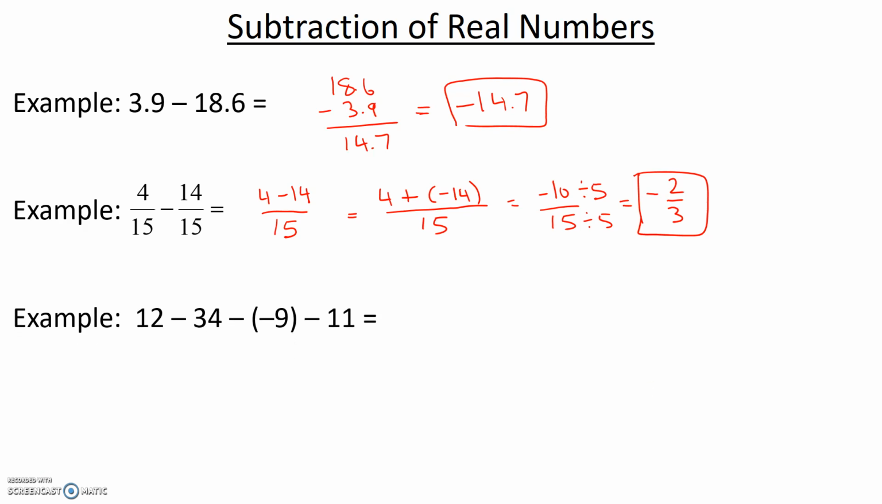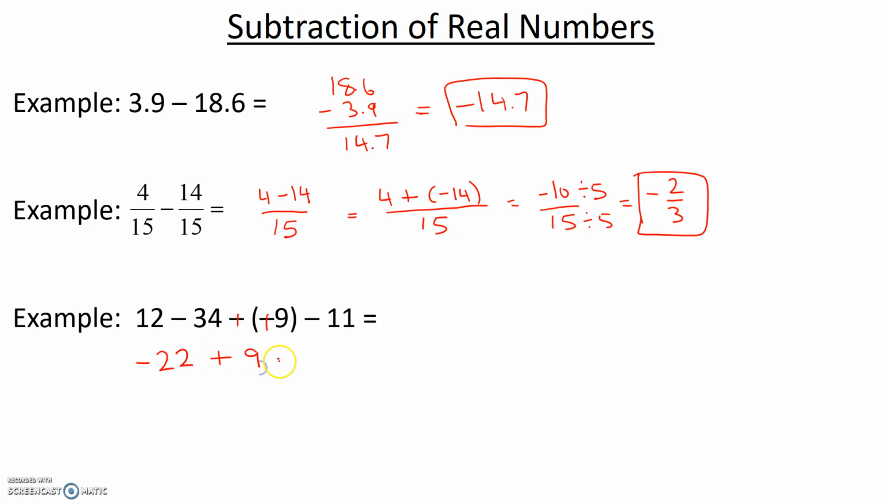The next example, we have 12 minus 34 minus negative 9 minus 11. I'm going to go left to right and only add or subtract two numbers at a time. 12 minus 34, we have a positive 12 and a negative 34. So I would subtract 34 and 12, which will give me 22. Since 34 has a larger absolute value, the answer is negative 22. When you have a negative and a negative, this becomes a positive.